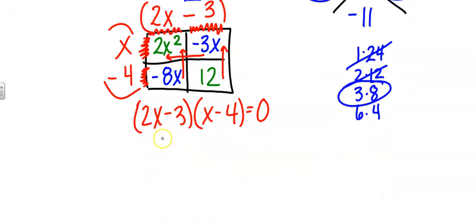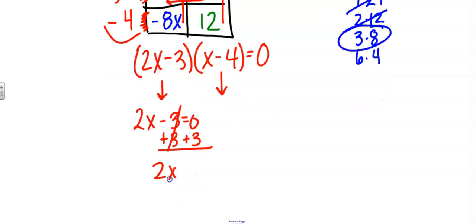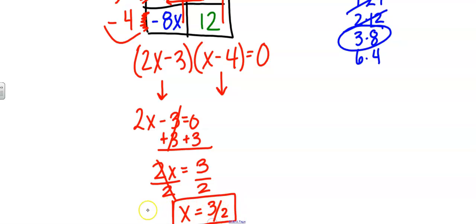Now we have to finish solving. Before we would finish off and leave it at multiplication, but we're asked to solve, so we set each factor equal to 0. Whoopsies. 2x minus 3 equals 0. I'd add 3 to both sides. 2x equals 3. Divide by 2. X equals 3 halves. I do know the decimal for 3 halves ends up being 1.5, which is okay.